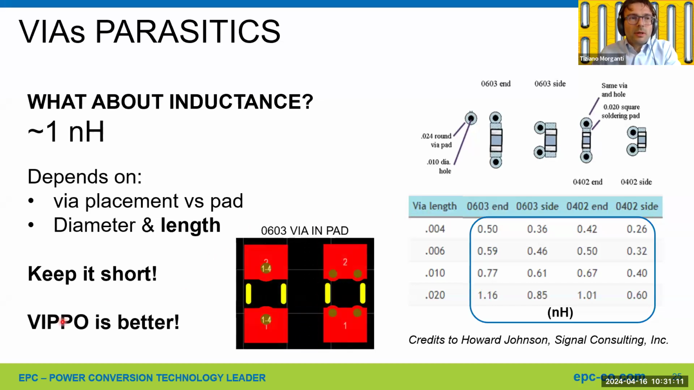And also, if you are using vias in pad, there is this opportunity to place the via in this position, and this will also minimize the inductance compared to the side placement of the standard vias. And also, if you can use 2 vias in parallel, it will be even better.